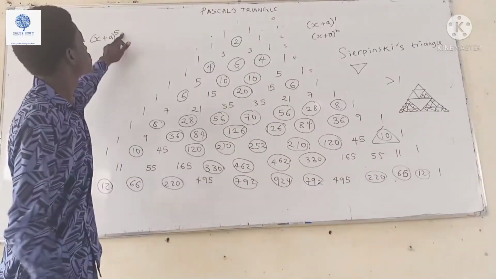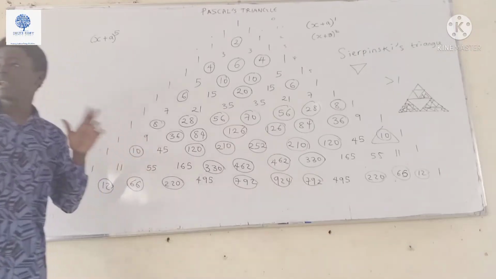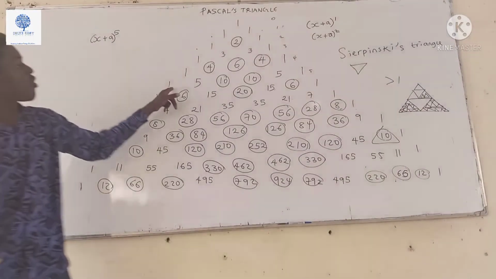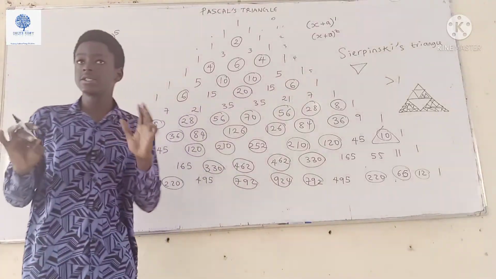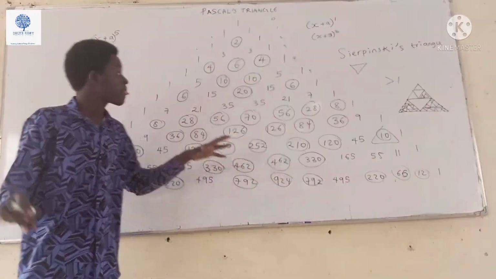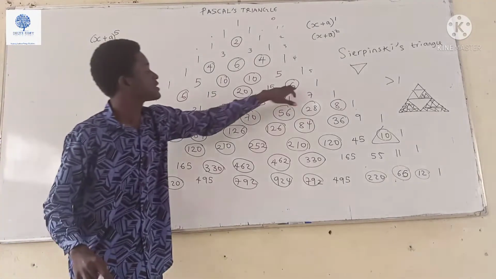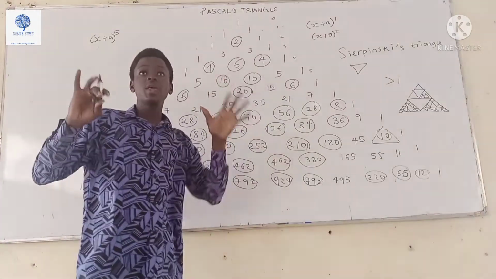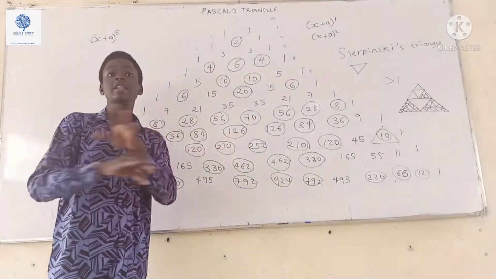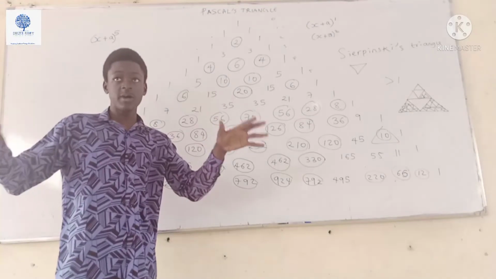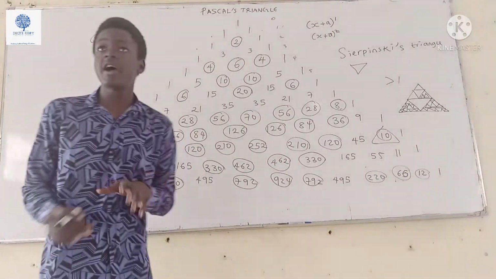That is, if I have something raised to the power of 5 and I want to expand, your final answer must have 1, 5, 10, 10, 5, and 1 as the coefficients of all the terms. If I'm to expand to the power of 6, 1, 6, 15, 20, 15, 6, and 1 must appear as coefficients of that expansion. In fact, they are the only coefficients of the expansion. So now, having something like x plus a to the power of 5.